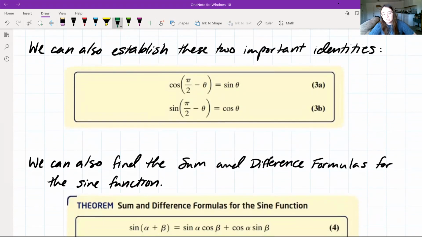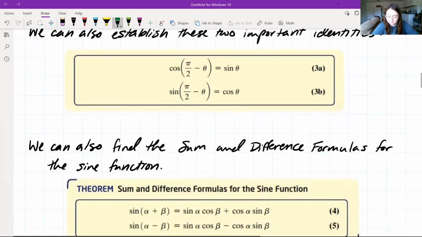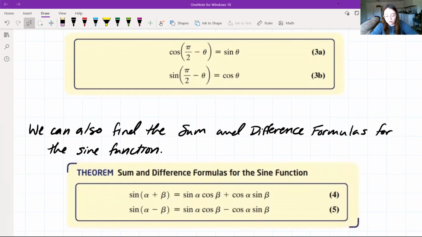So we can also establish these two important identities. If we have cosine of pi over 2 minus theta, that's going to be equal to sine of theta. And if we have sine of pi over 2 minus theta, that's going to be equal to cosine of theta. We know this because of our curve shifting and our sinusoidal graphs. So we can also find the sum and difference formulas for the sine function.